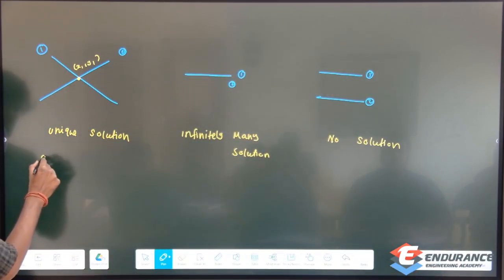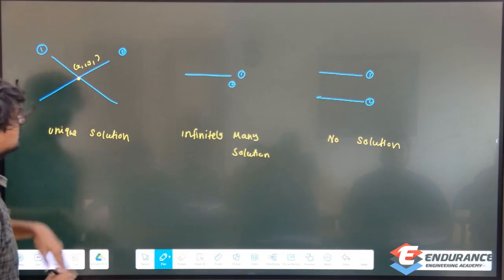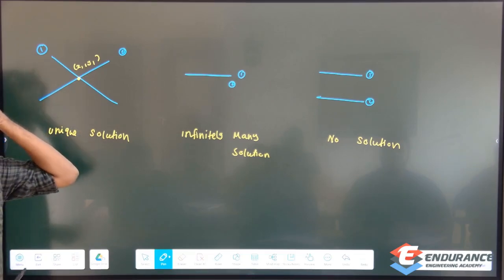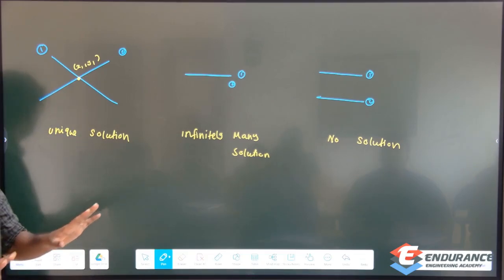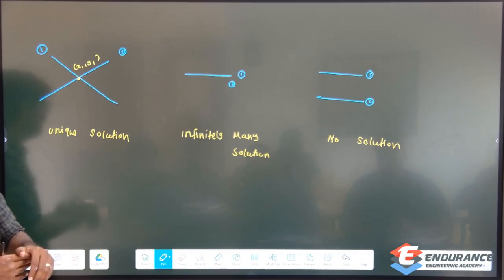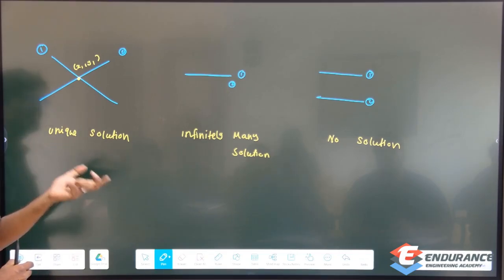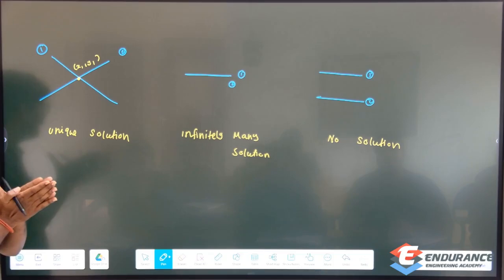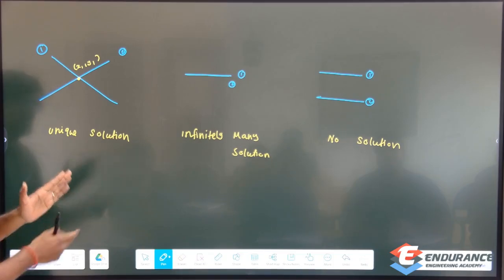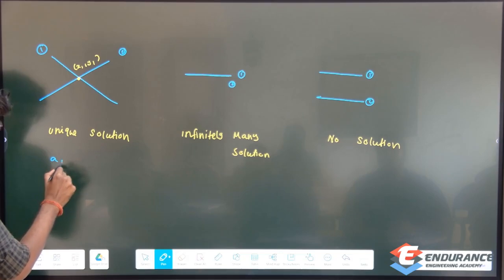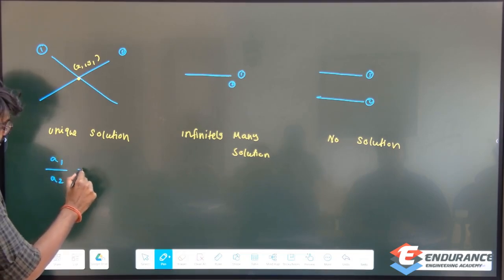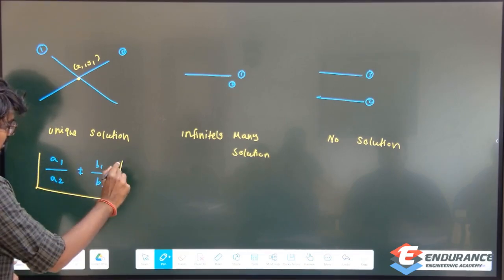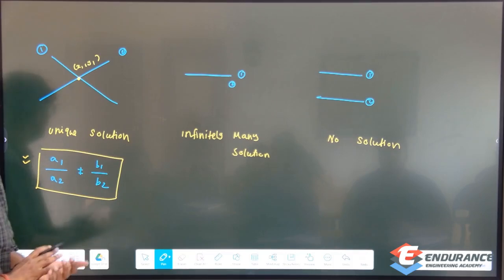See, mathematically, to understand what I can say about lines 1 and 2: the slope of 1 and the slope of 2 should not be the same. If the slopes are equal, then we might get a parallel line, or else we will get a line coinciding throughout. So the primary condition for a unique solution is that the slope, or the ratio of the x coefficient and y coefficient, should not be the same. If this is the condition, then it will have a unique solution.